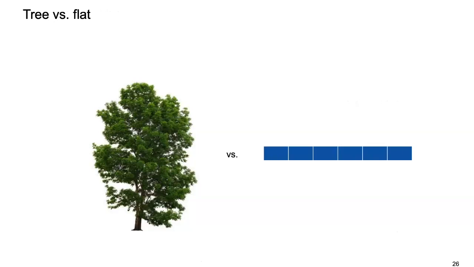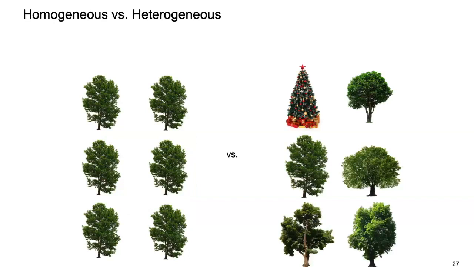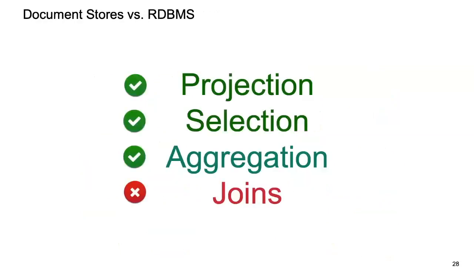The trees can be nested or you can have them flat. The document stores will also work if the trees are flat, but they don't need to be flat. And secondly, the document stores will also work if the trees follow the same structure, they follow the same schema, but it will also work if the trees do not have a schema at all, and you have heterogeneity. So again, nestedness and heterogeneity, these are the two things that differ.